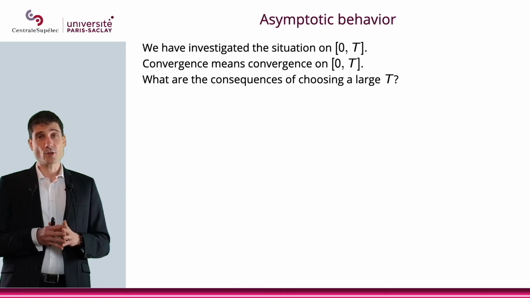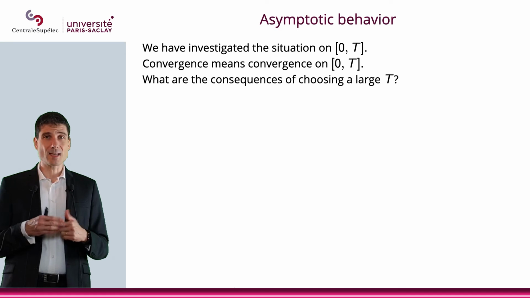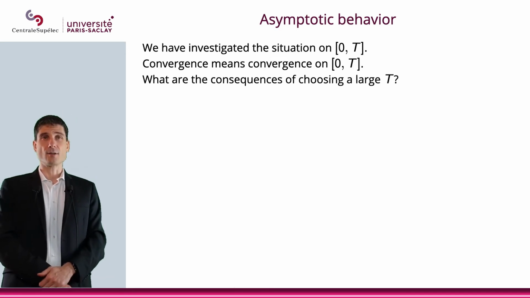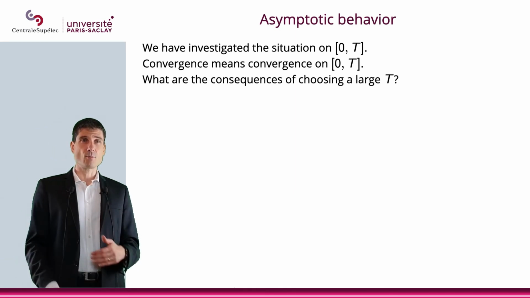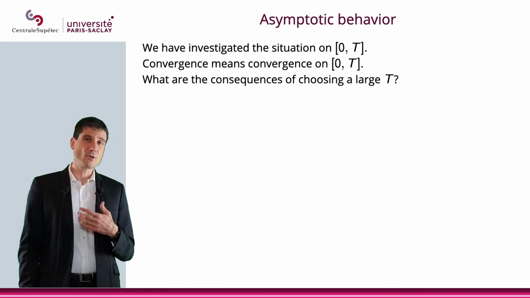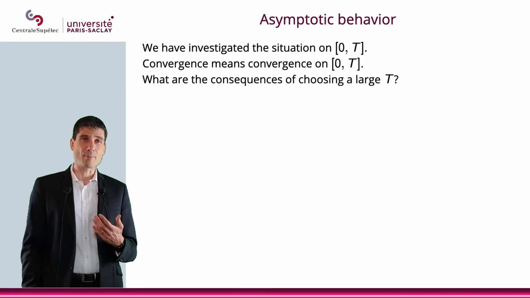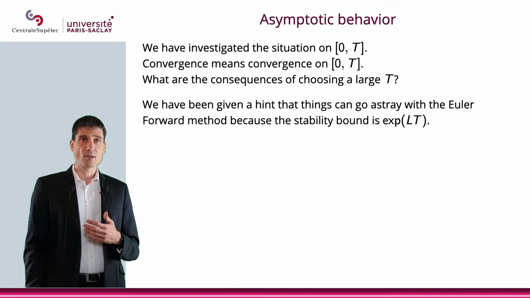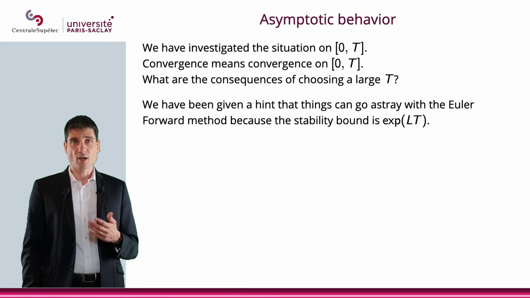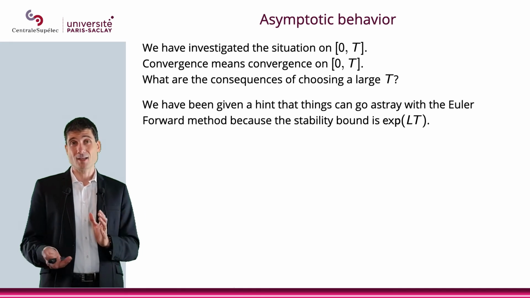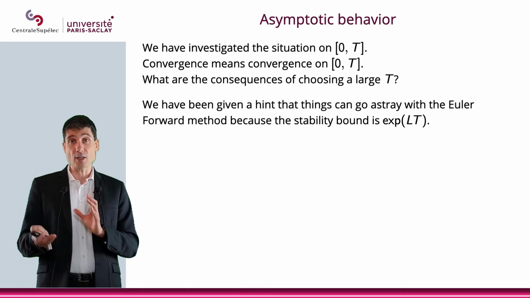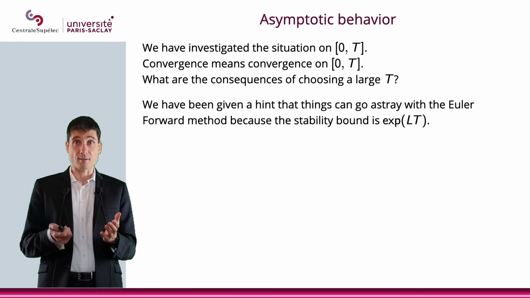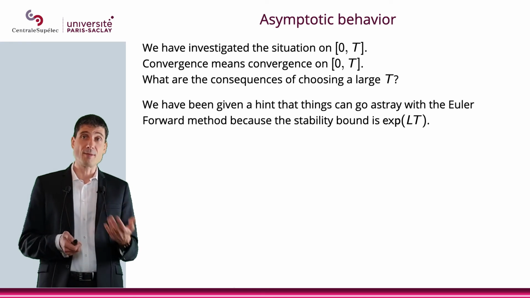All right, we still have a question to address, which is what happens when capital T is large? We have investigated the solution on 0 to T. We know we have convergence. But if we choose a large T, what happens? We already have a hint that things might not be so great, because when T is large, my exponential e^(LT), which is my bound, is large as well. Now, just because the bound is large doesn't mean that things go astray. It just means that we don't really control things, right? So maybe things go well, maybe they don't.